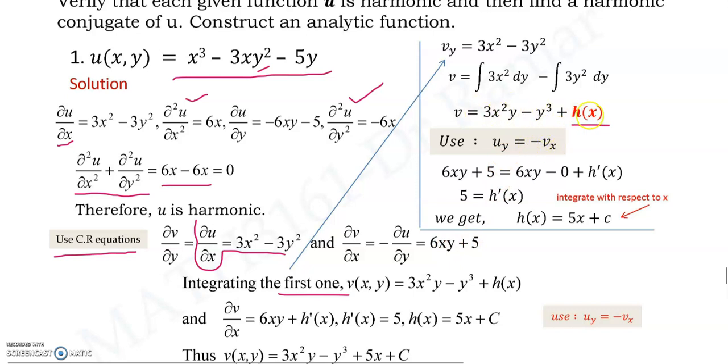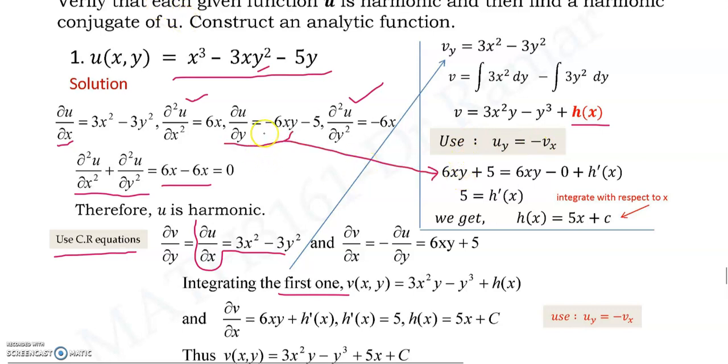From here, what is minus v_x? From this we can find v_x. v_x is nothing but 6xy, and here, minus 3y² becomes h dash of x. But here I differentiate with respect to x, so this will become 0, not minus 3y², this will become 0. So 6xy minus 0 plus h dash of x. This negative sign I'll put on this side.